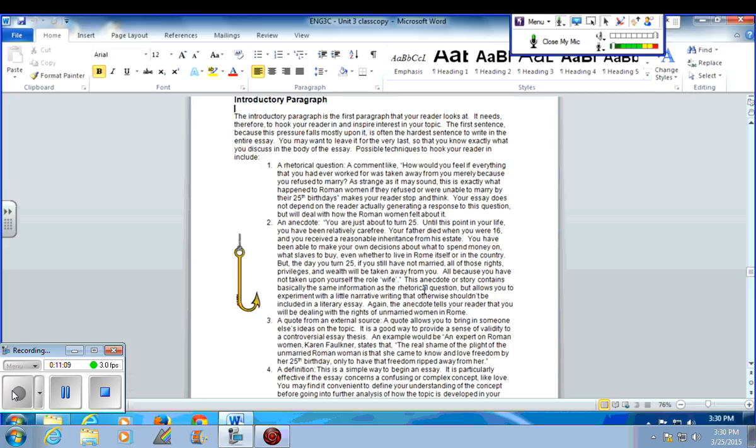Now, this sort of anecdote or story contains basically the same information as the rhetorical question, but allows you to experiment with a little narrative writing that otherwise shouldn't be included in a literary essay. Again, the anecdote tells your reader that you will deal with the rights of unmarried women in Rome. Different words, different phrasing, exact same content, exact same topic that you were introducing, just done in a different way.